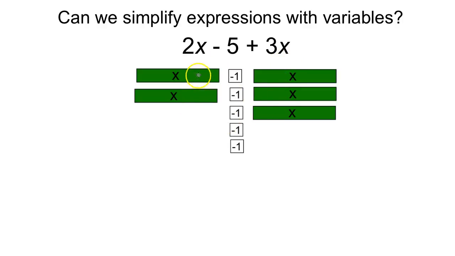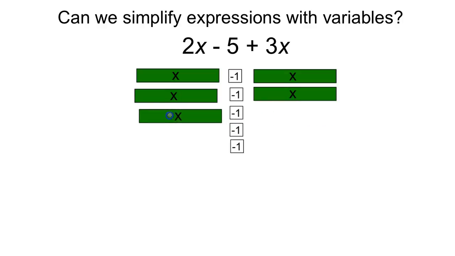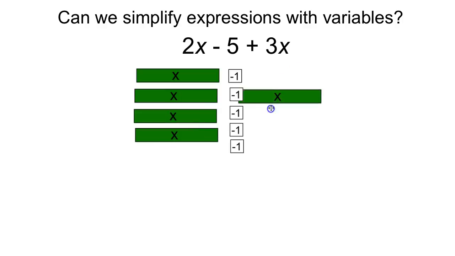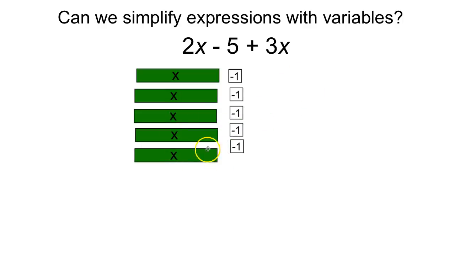So can we simplify this? Well, yeah, to me it looks like I can just take these 2x's and these 3x's and combine them. So let me move these 3x's onto this side. So now it looks like we have 1, 2, 3, 4, 5. We have 5 x's and minus 1, minus 2, minus 3, minus 4, minus 5. So this expression can equal 5x minus 5.